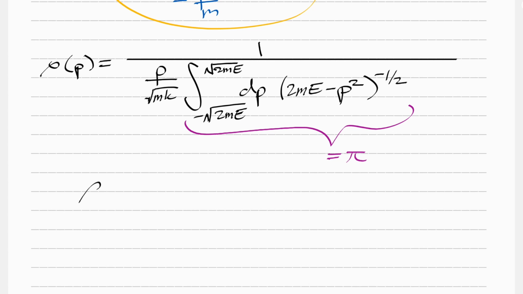But what you see is that rho of p is equal to, okay, the square root right here flips up into the numerator, so you get square root of mk all over p times pi. And so this is the distribution of our momenta, our probability distribution as a function of momenta. Okay, so that's fine. Couple notes here.